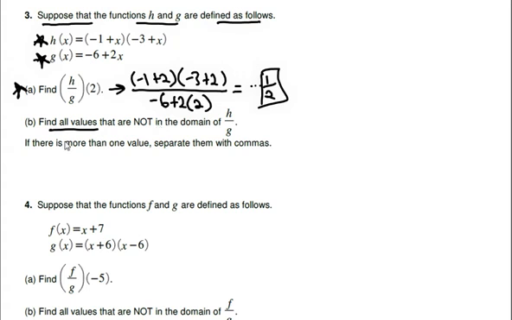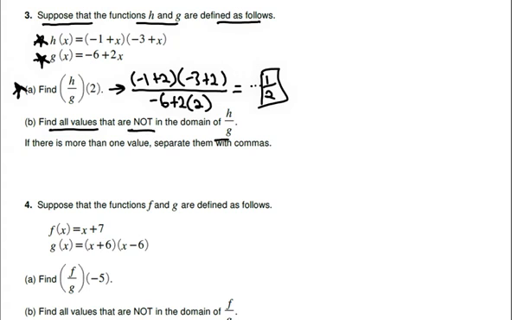Now part B is really one of the reasons why we're doing this, to handle these weird things like this, where it says find all values that are not in the domain of h over g. You're like, okay, what is that? And if there's more than one value, separate them by commas. Okay, so when do I get situations that are not in the domain?